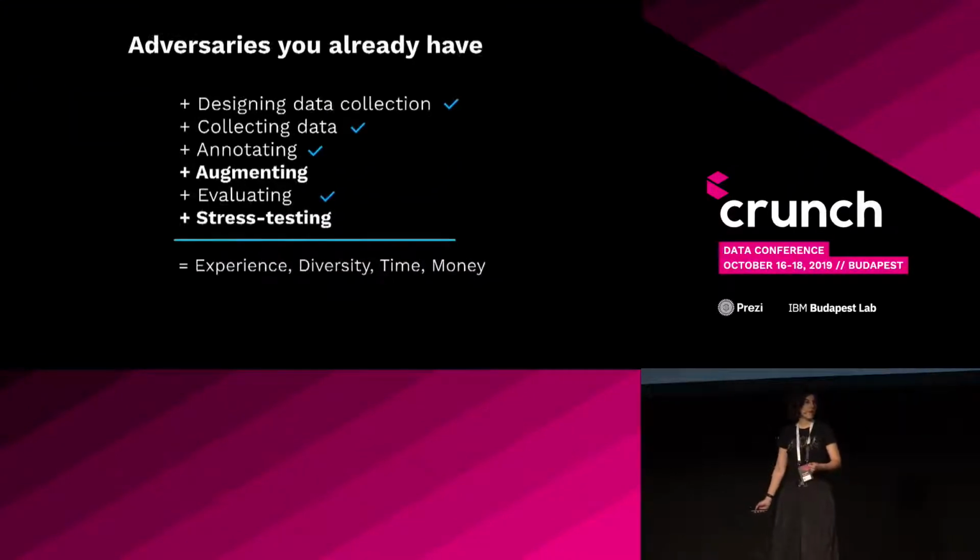Now, let's say we've got covered data collection, the annotation, our evaluation. Well, ways that adversarial examples can help us are mostly while training, so while we're augmenting, and two, when we're testing. So they are extremely useful to stress test our systems.